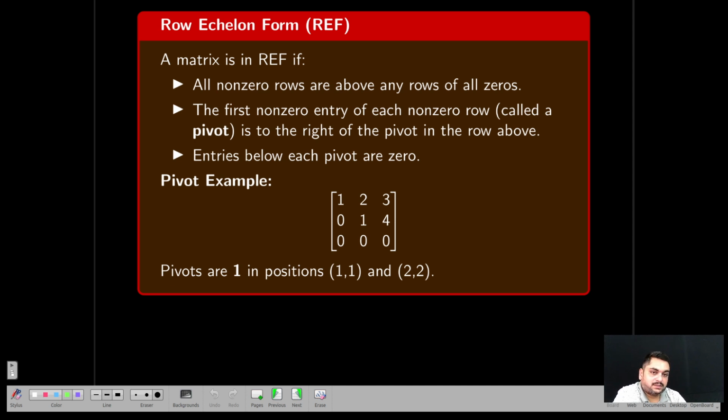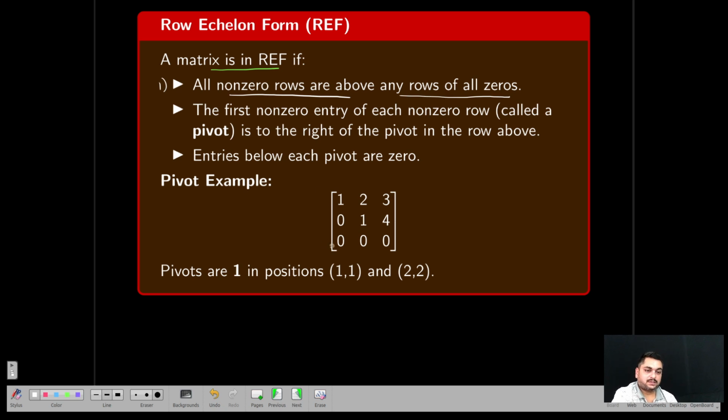Okay, so now, what is row echelon form? In short, we call it REF, row echelon form. What is the condition for a matrix to be in row echelon form? I told you we use it to find the independent rows, so that is basically the reduction of your matrix. You have to convert a given matrix. The first condition is that all non-zero rows are above any rows of all zeros.